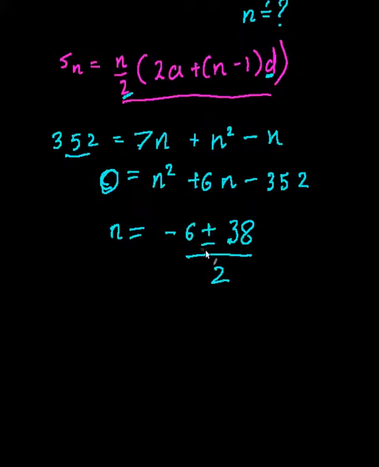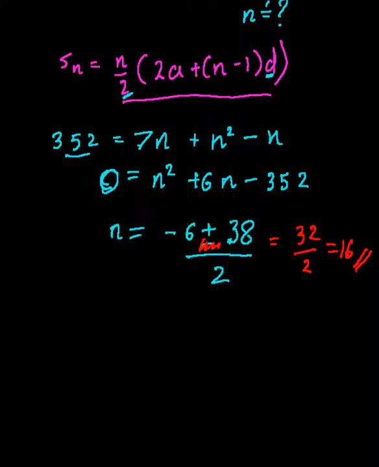Now, remember that n is the number of terms that we need. So we're not really going to concern ourselves with the minus case. We can forget about that altogether. So all we have is 38 minus 6, which is 32 on 2, 16. So we need 16 terms.